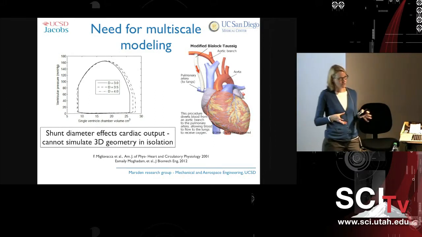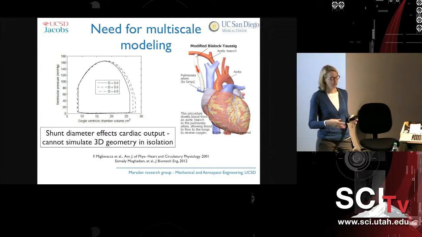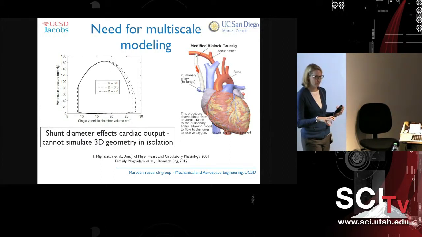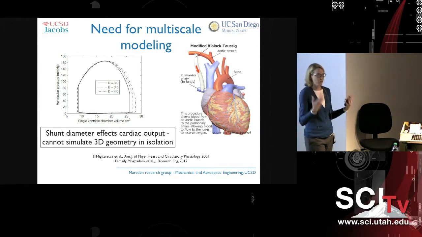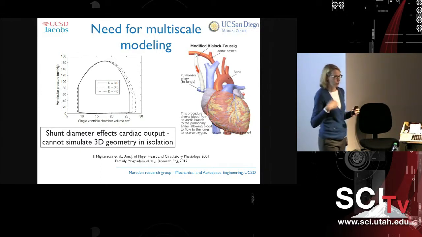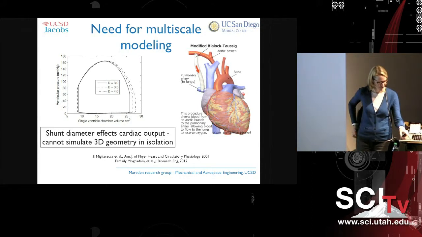So if you try to just do the 3D simulation in isolation with these 3 different size shunts, then you would need to change the inflow boundary condition in response to having a different sized shunt put in. And without the lumped parameter network, you wouldn't know how that would change.